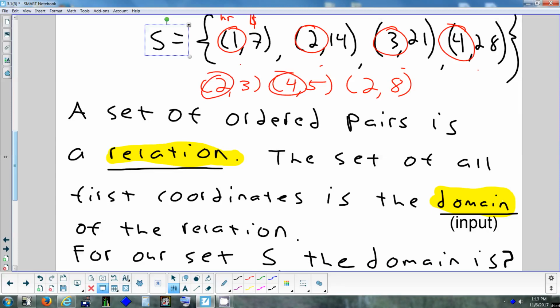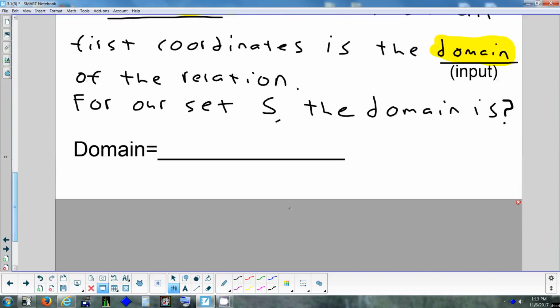Any questions on that? You don't need to repeat it. What happens if you do on the test, you still get it wrong? No, it's fine. You just don't need to say 2, 2, 4. Just 2 and 4. So for our set, the domain is 1, 2, 3, 4.